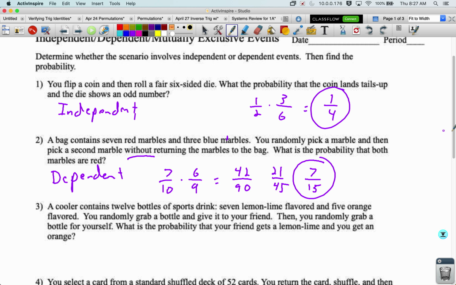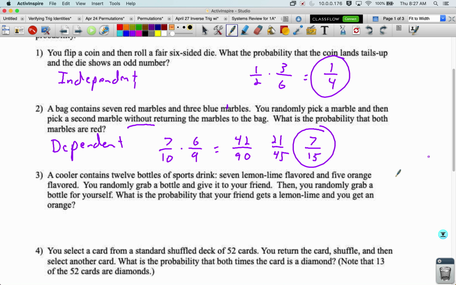Problem number 3. The cooler contains 12 bottles of sports drinks, 7 lemon lime and 5 orange. You randomly grab a bottle, leave it to a friend, then you grab a bottle for yourself. What's the probability that your friend gets lemon lime and that you get orange? This is still dependent. Even though we're not getting the same flavor each time, it's still affecting the probability when we remove something.